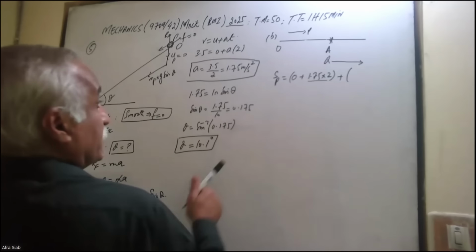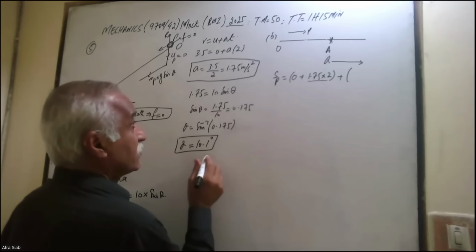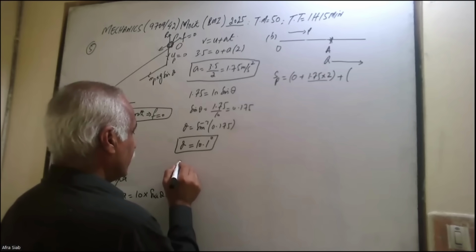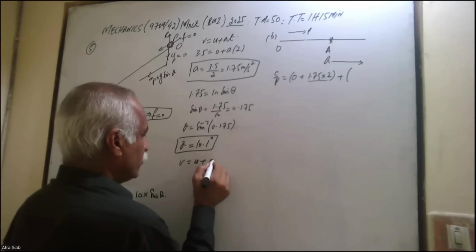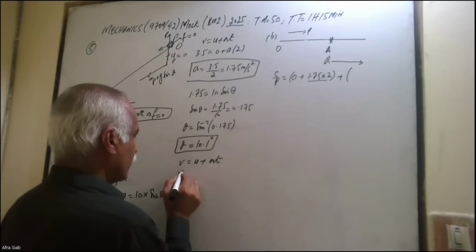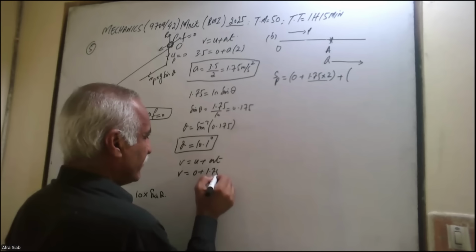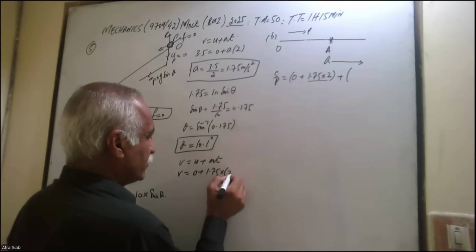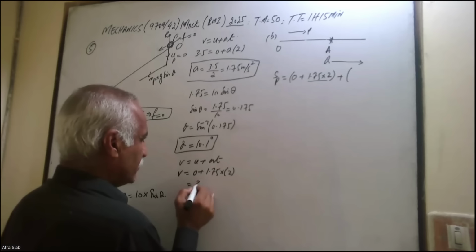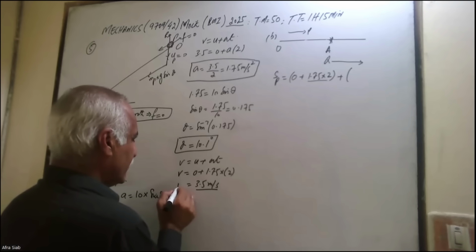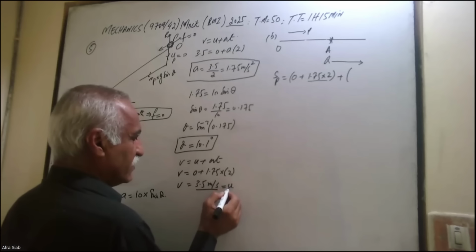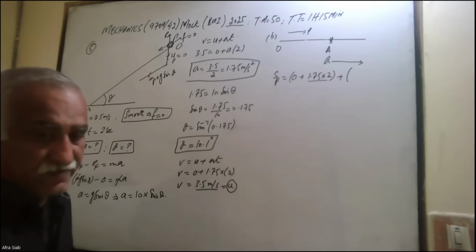We will calculate the speed at this point after it reaches A. V is equal to U plus AT. So V is equal to, U is 0 there, a is 1.75 into time is 2 there. So this will become 3.5 meters per second. So this is basically the initial speed of that particle from this point A there.